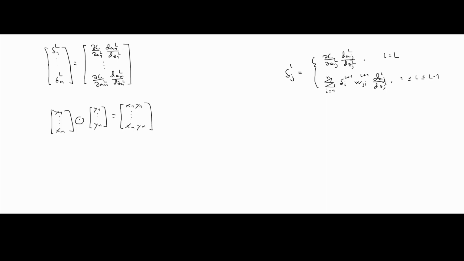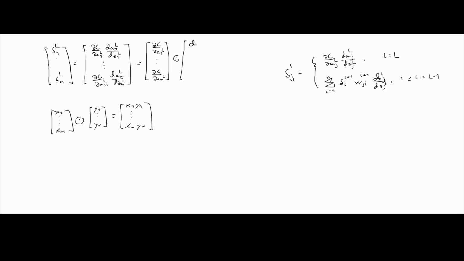So we can represent this entire vector as follows. We have the vector containing the partial derivative of the cost function with respect to activations, and we take the Hadamard product with a vector containing the derivatives of the activations with respect to their weighted inputs.